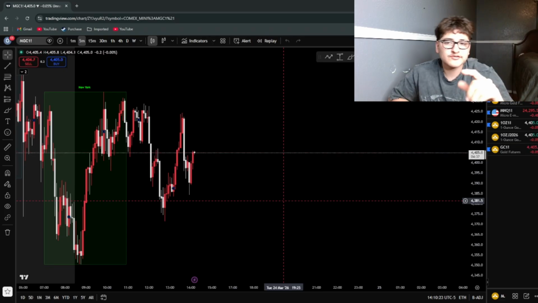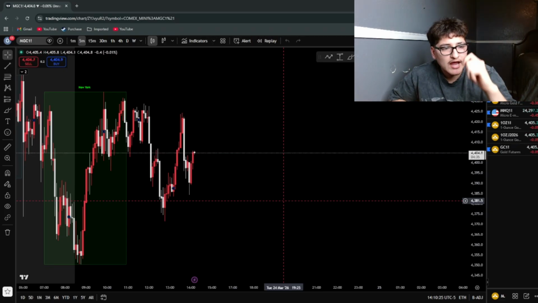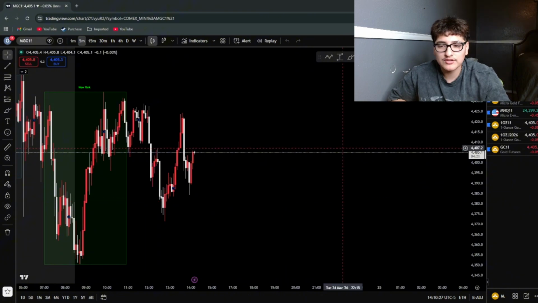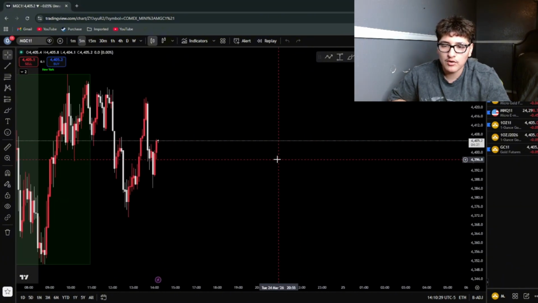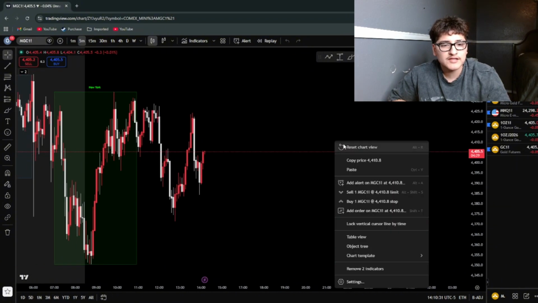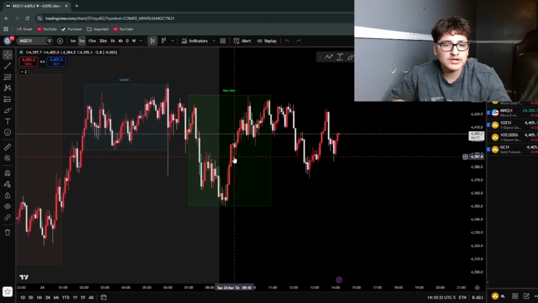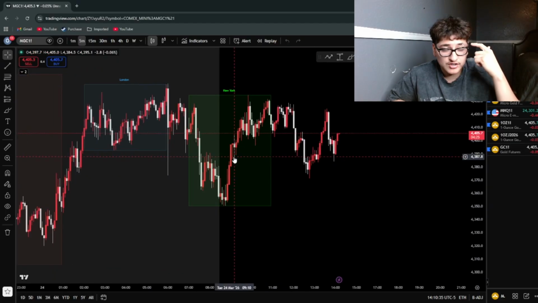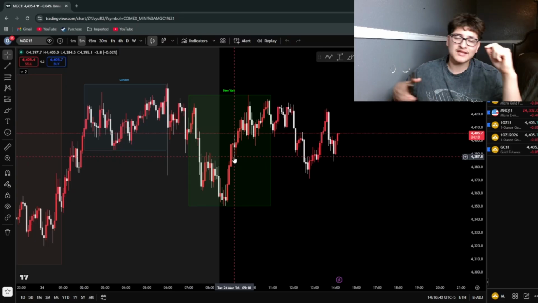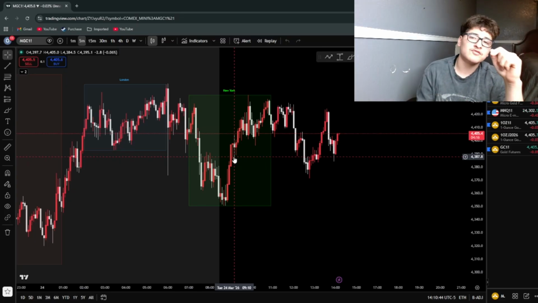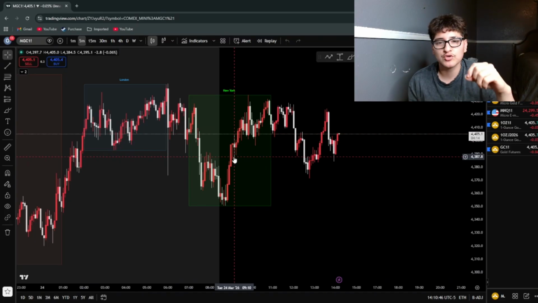Right here, this is TradingView that I'm on right now. This is basically where you're going to be marking up your zones. You're going to do your analysis and your strategy, and you can even practice on here. But there is a membership you have to get for TradingView in order to backtest. You do have to pay for it.